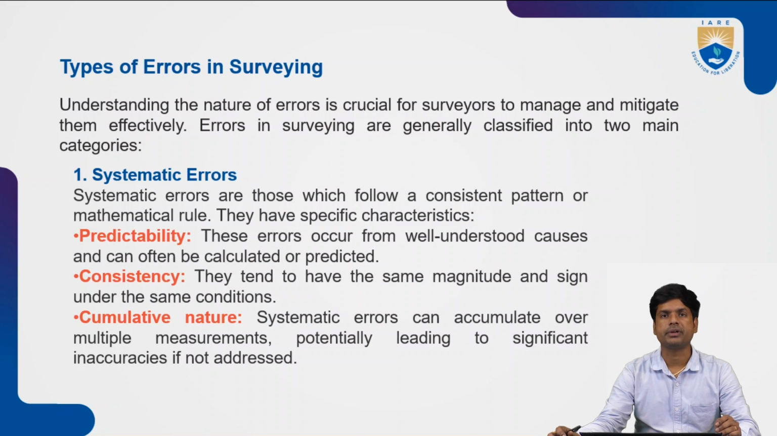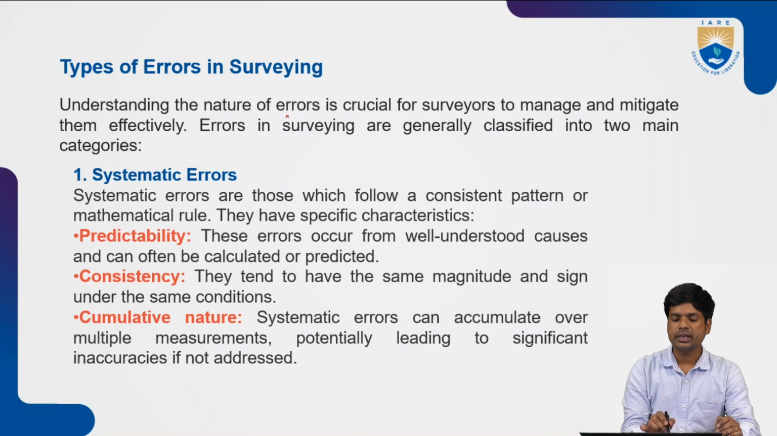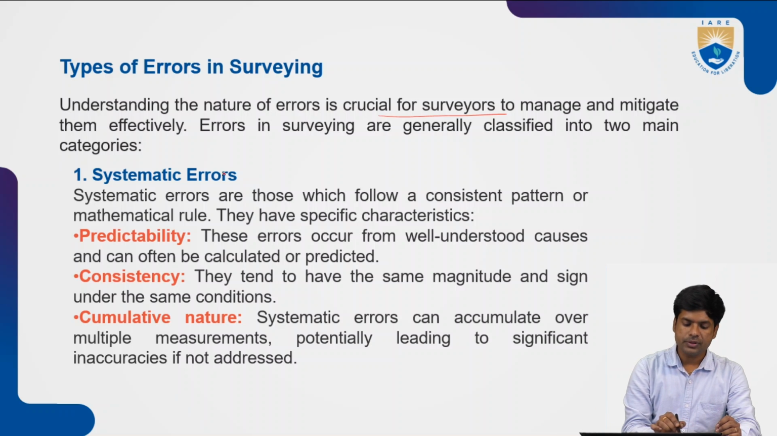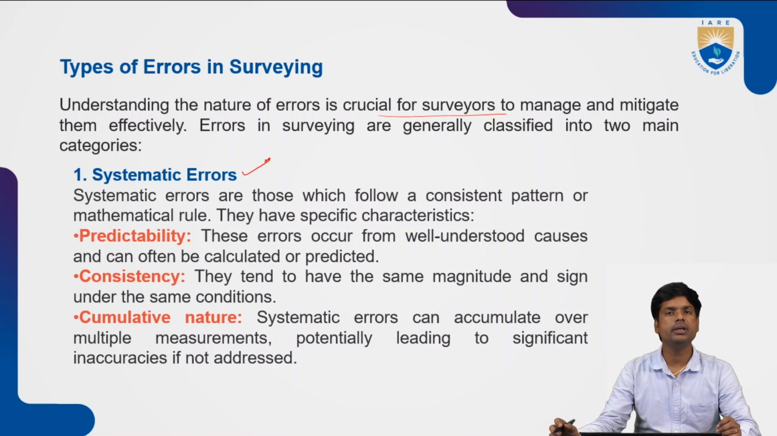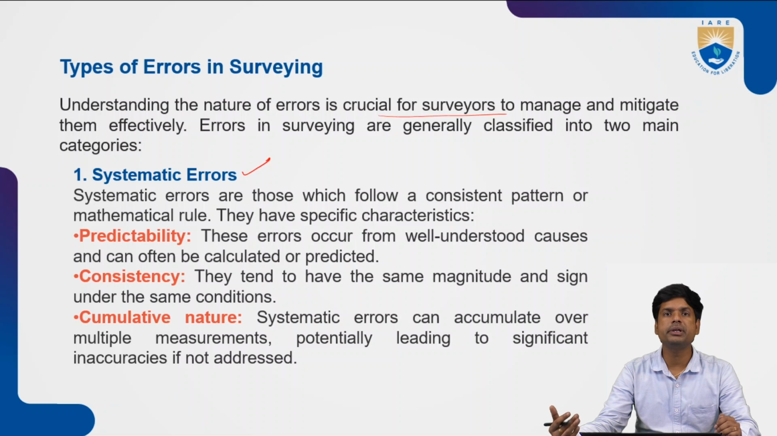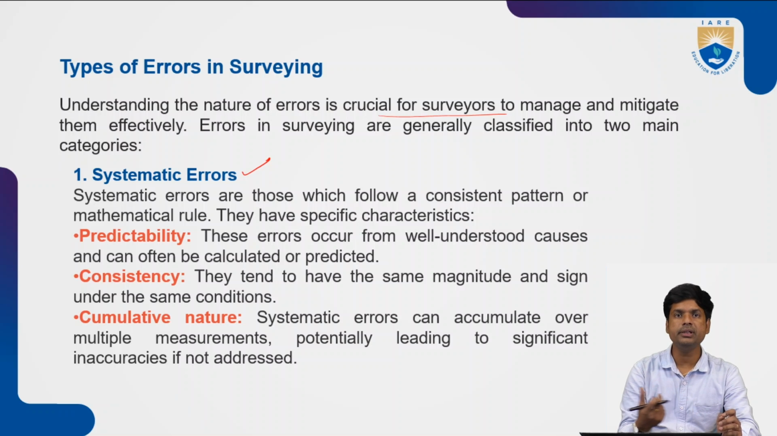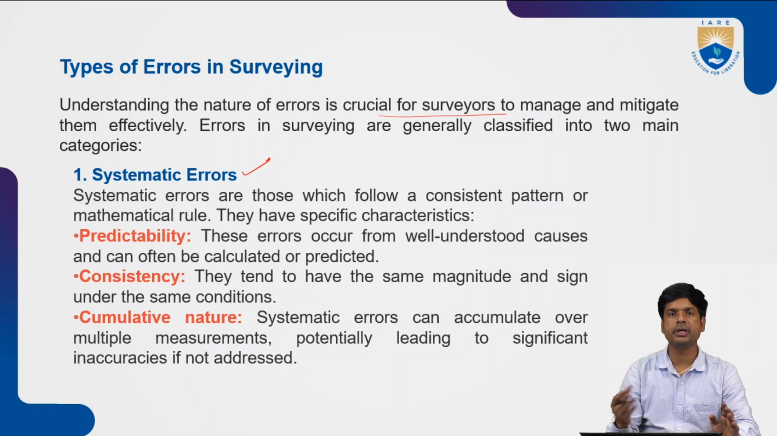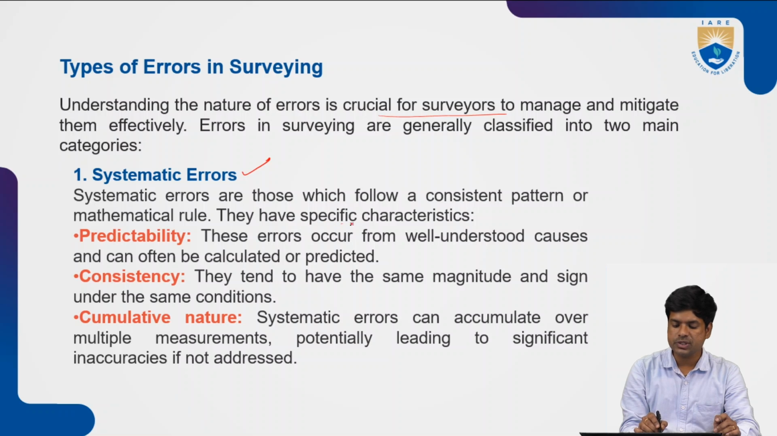Next one, coming to the types of errors in the surveying. Understanding the nature of errors is crucial for surveyors to manage and mitigate them effectively. And these errors in surveying are generally classified into the following types. The first one is systematic errors. Systematic errors means they are going to follow a consistent pattern or mathematical rule. While doing any type of surveying, we will get these errors regularly, with the same pattern, in the same way. That means it is going to maintain that percentage, and they have specific characteristics.